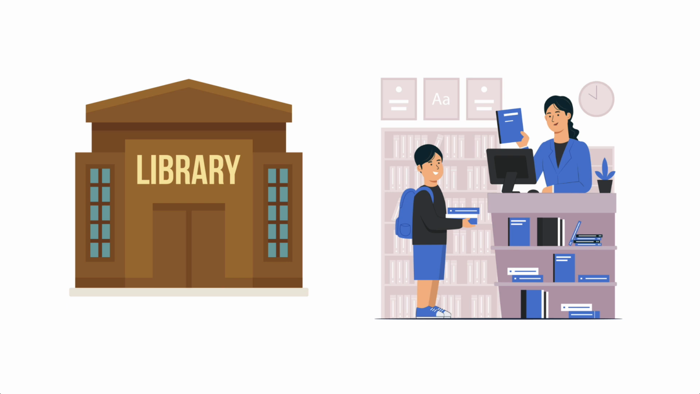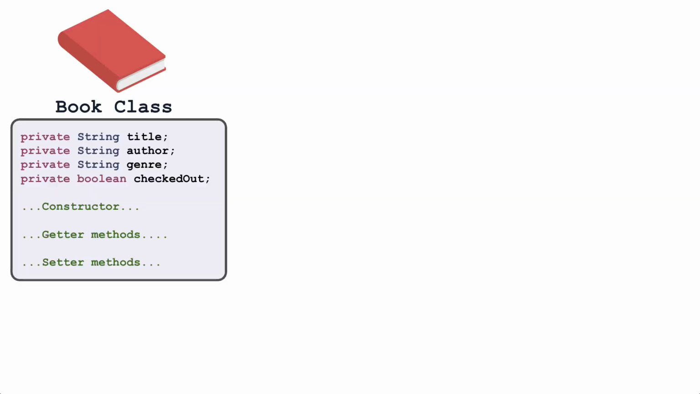For this exploration, let's use a program that helps a library keep track of their books. This program will have two classes in addition to the main class. The first is the book class. This class contains all of the attributes and methods needed for a book object. This includes instance variables for the title, author, and genre, as well as a variable to keep track of whether or not the book is checked out. This class also includes getter and setter methods for each of these instance variables.